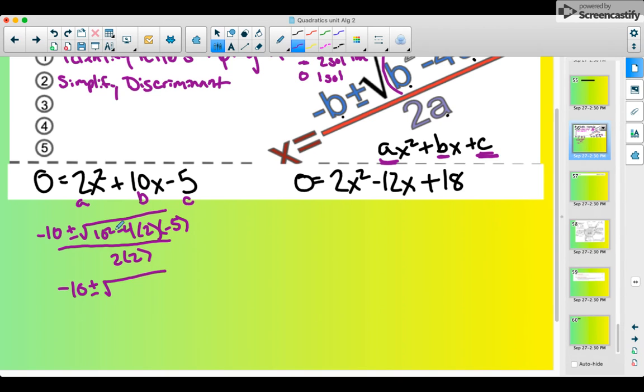So it's 100 minus -40, which would be 100 plus 40 over 4. Now step 3 is kind of like a half step, I guess, more of a 2.5 than a 3. That's where you're going to simplify your denominator.